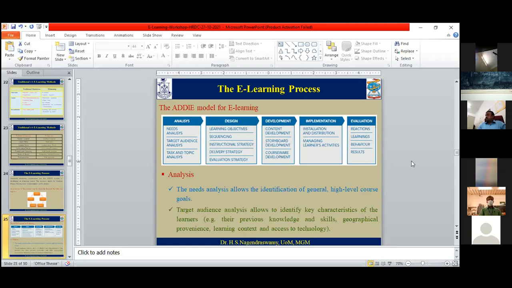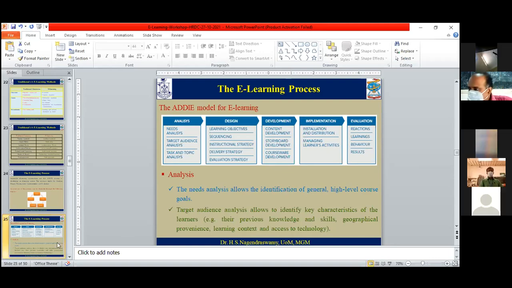Suppose you are offering a course or a program for postgraduate students, then you should understand whether this subject has already been taught in the undergraduate program. If that is the case, what content needs to be delivered at the postgraduate level? So that is the previous knowledge and skills, the geographical provenance, learning context, and access to technology. Keep all these things in mind, and then you have to design. So this is the first step in understanding the e-learning process.